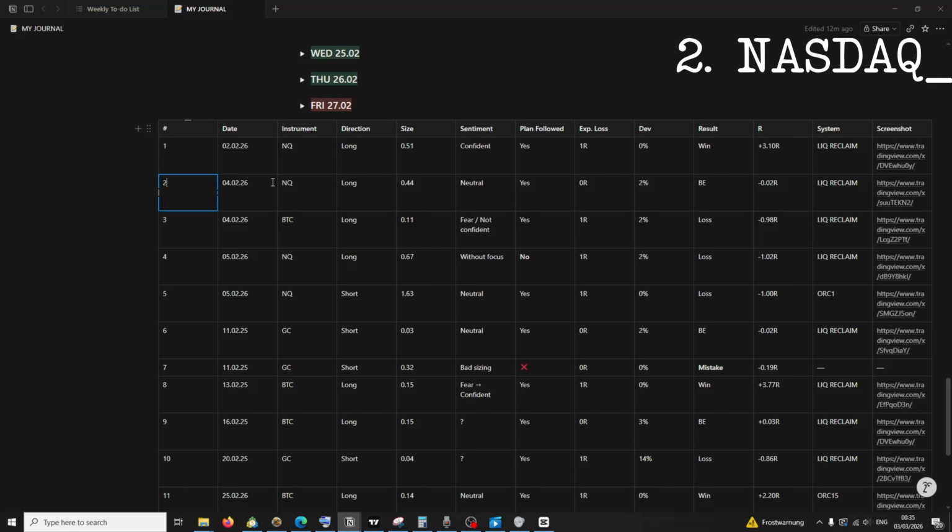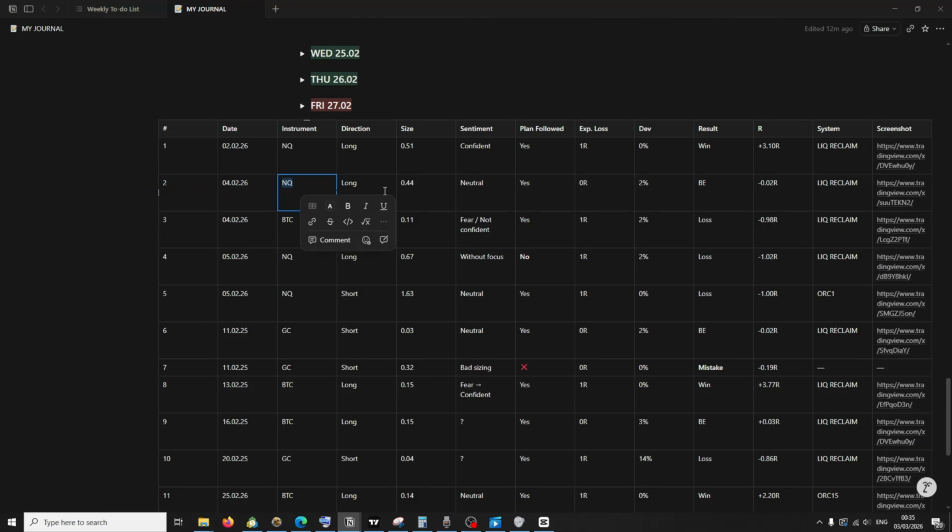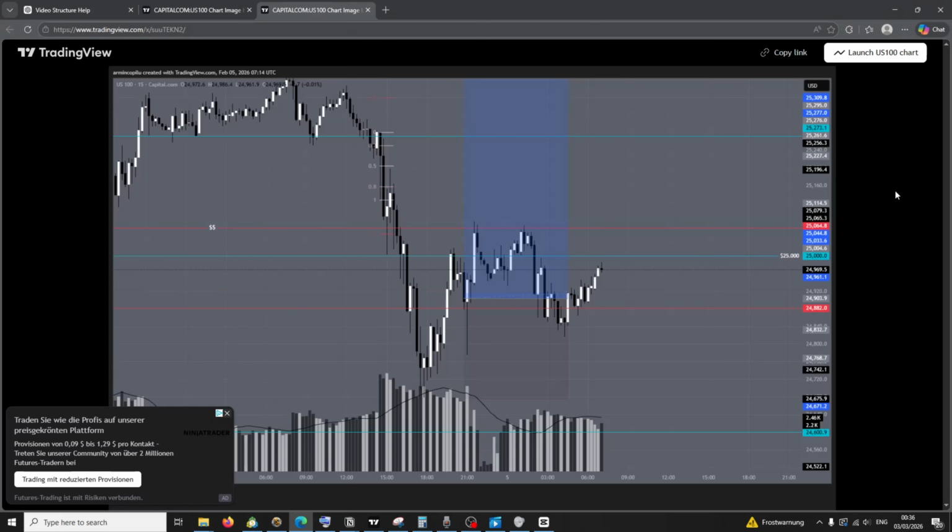So the second trade of the month, again NQ, again a long position, sentiment neutral, plan followed, yes. Expected loss 0, that's because most probably it is a break-even trade. Again, same setup.